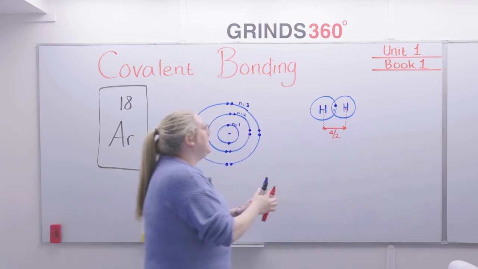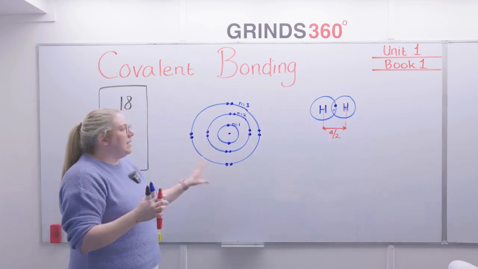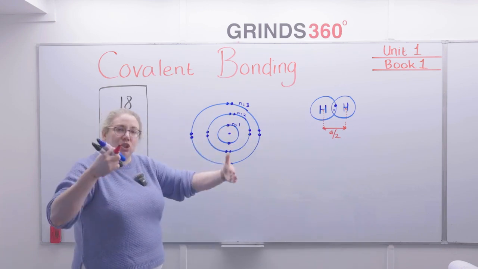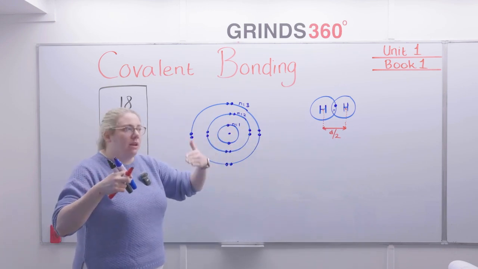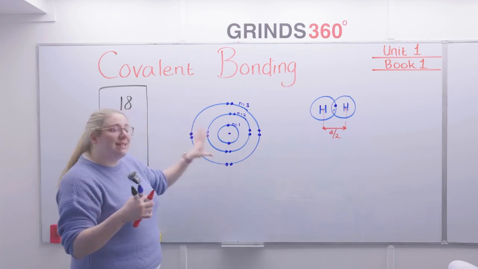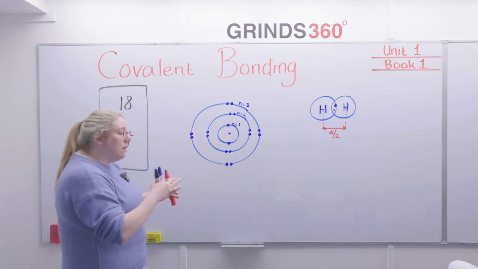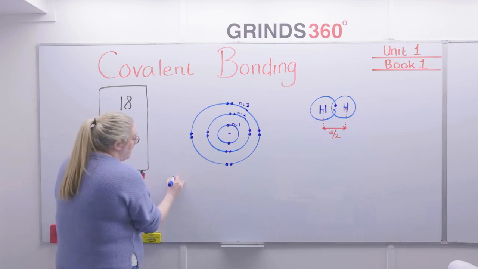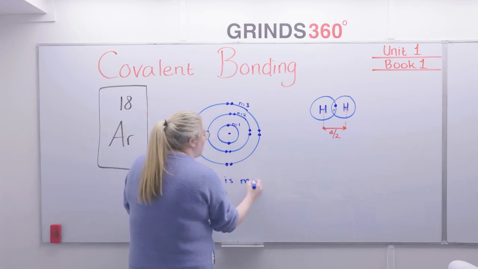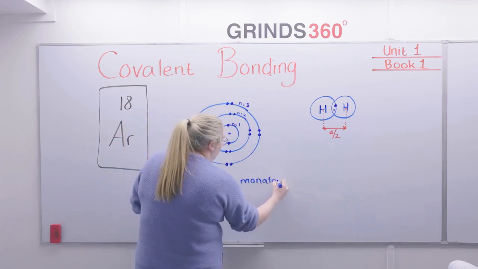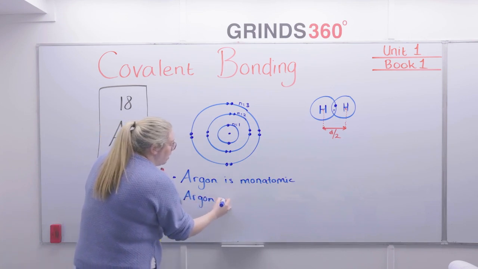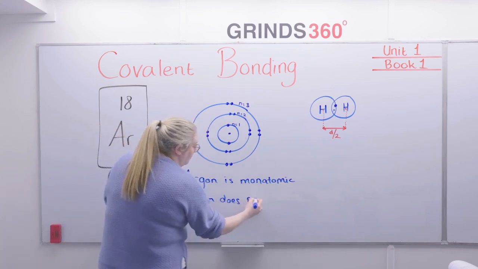Now, the problem here is that argon is not going to form any bonds. So you can't get the distance between two nuclei of argon atoms because you don't form an argon molecule. Argon exists as single atoms on its own. It will not form bonds. So my answer here would be argon is monoatomic. That means one atom on its own. And argon does not form bonds to argon.